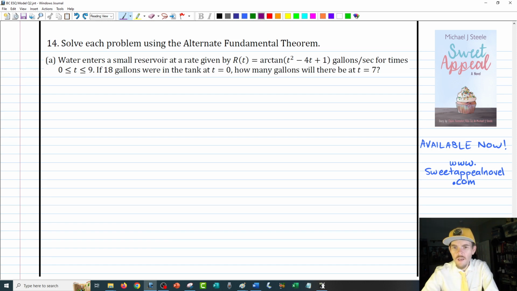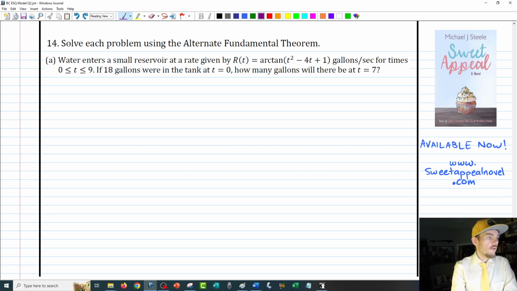So in this case, there's a couple different variations on this question. That's why there are 3 different problems for it on here. I sort of vary the type that's on there just based on gut feeling. In this first one, we have water entering a reservoir at a rate given by R of T. Who cares what the actual function is? We'll put it in a calculator in a second. And that's for times 0 to 9. It then says 18 gallons were in the tank at T equals 0. How many gallons will be there at T equals 7?